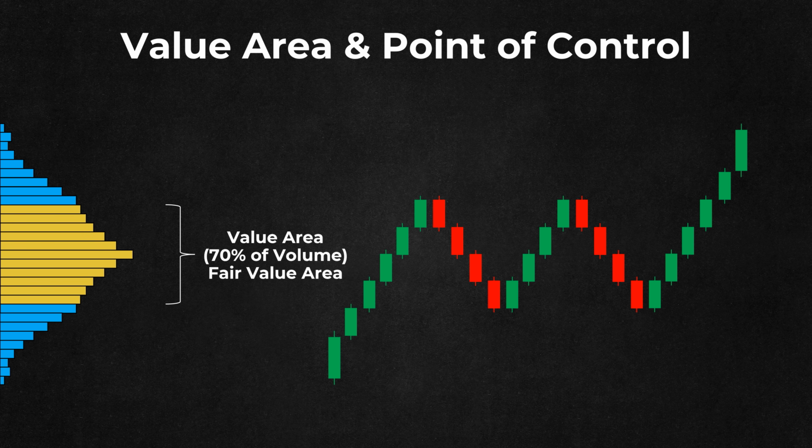The point of control, often abbreviated as POC, is the price level where the greatest amount of trading volume occurred. In the profile, it appears as the largest peak in the distribution. Because the POC represents the price where the market spent the most effort trading, it is often considered a very important price level.